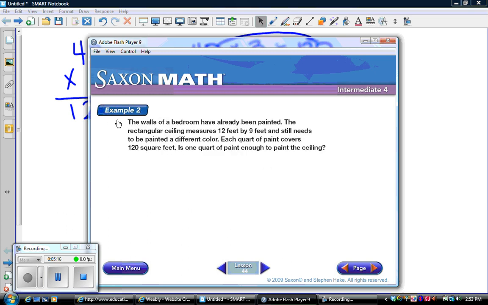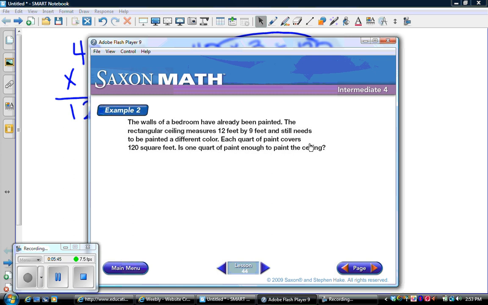All right, here's a really good real world problem. The walls of a bedroom have already been painted. The rectangular ceiling measures 12 feet by 9 feet and still needs to be painted a different color. Now, each quart of paint covers 120 square feet. And when you buy paint for real, they will tell you how much it's supposed to cover on the container. So the question is, is 1 quart of paint enough to paint the ceiling?